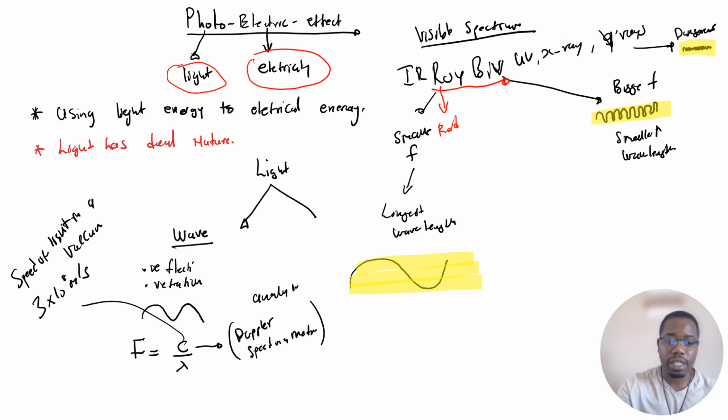In the Doppler effect, we learned that the speed we are talking about is the speed of the wave in a medium, but in this photoelectric effect, we are going to be speaking about the speed of light in a vacuum, not in a medium. I hope that makes sense.